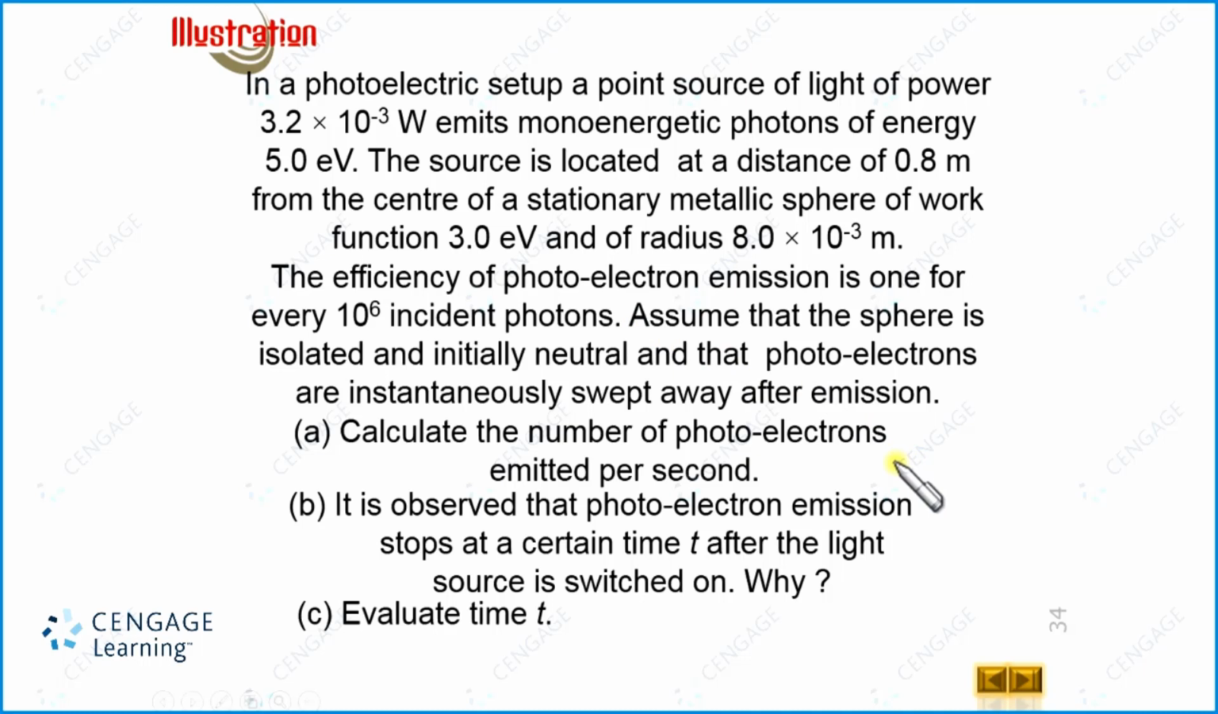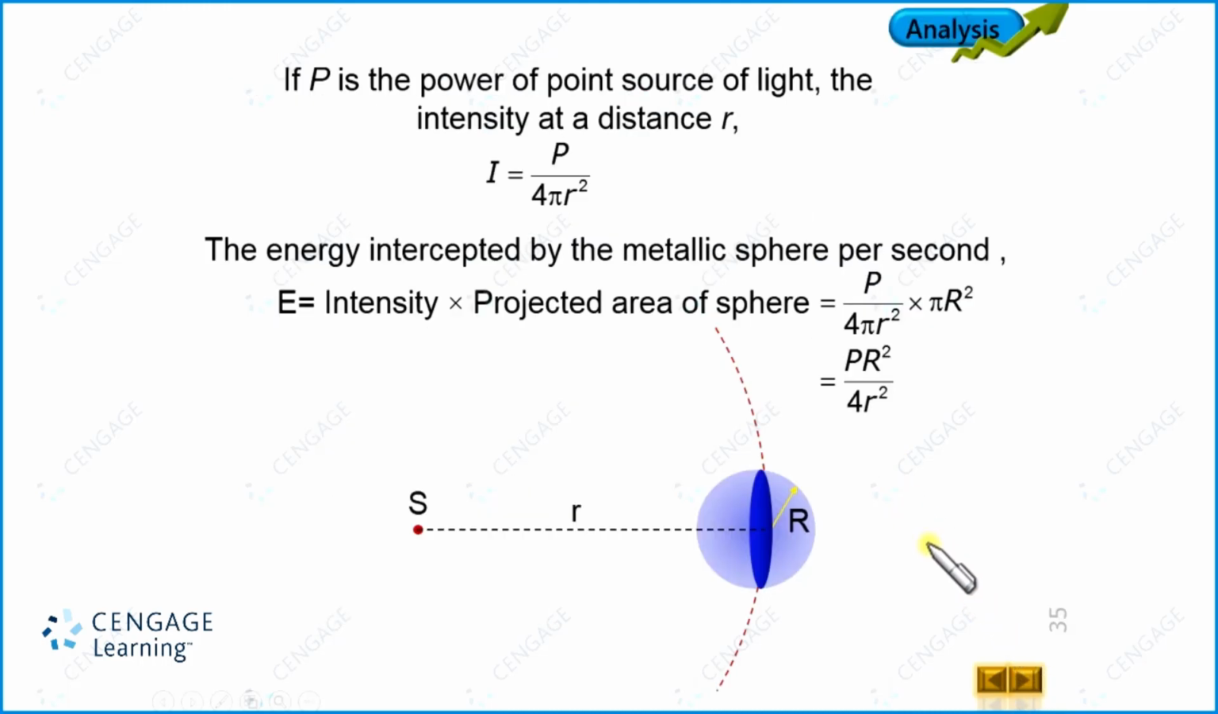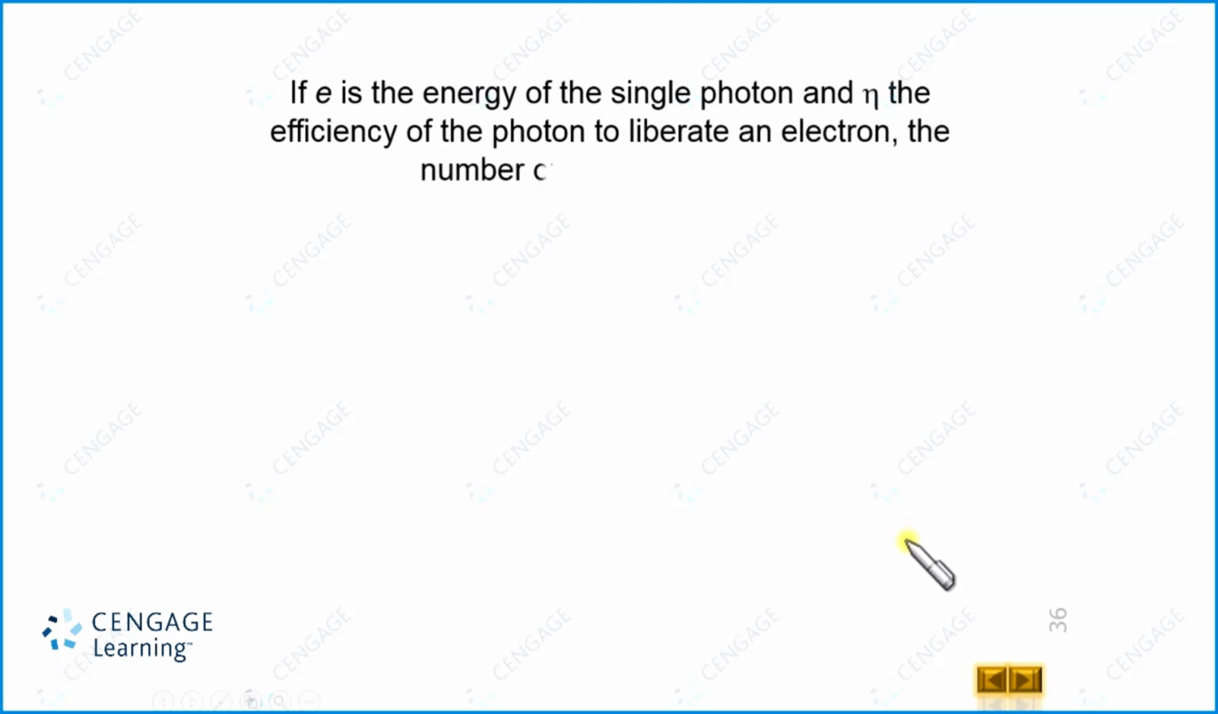Here it is not given that one photon releases 1 electron. So we need to consider the photon efficiency. Here we can calculate the number of electrons incident on the metal surface, the number of electrons liberated from the metal surface per second.